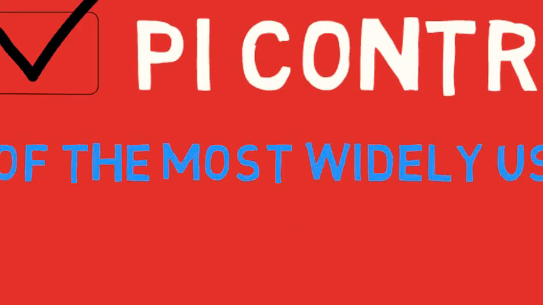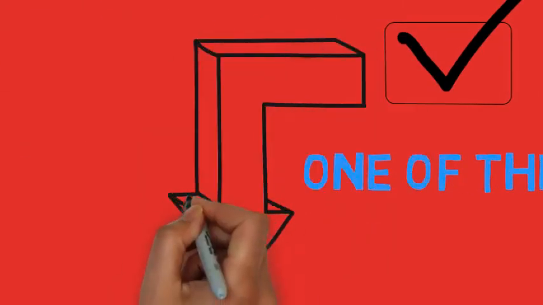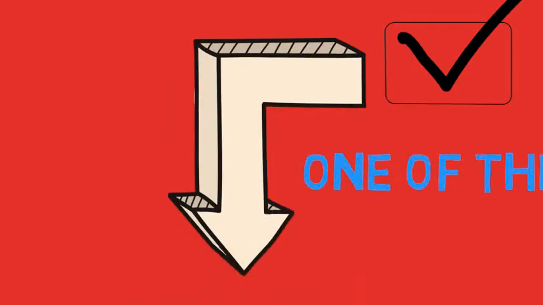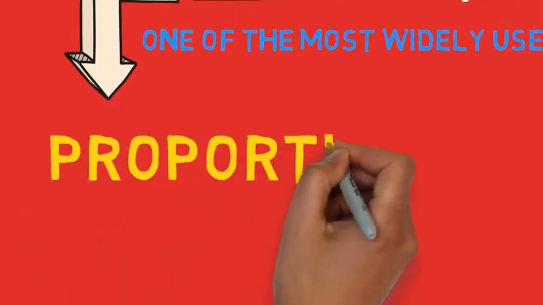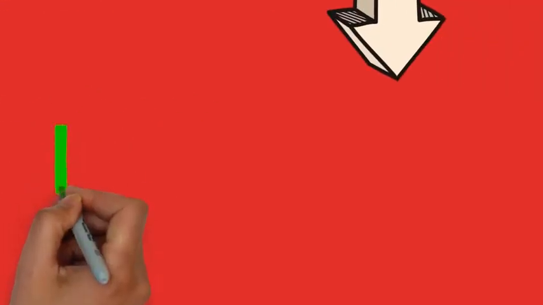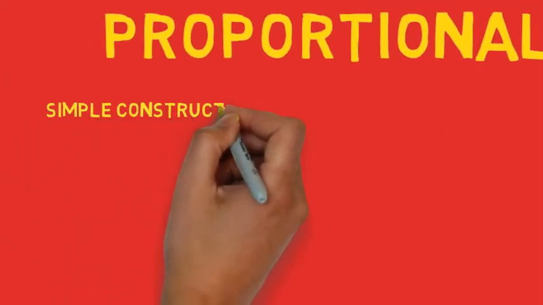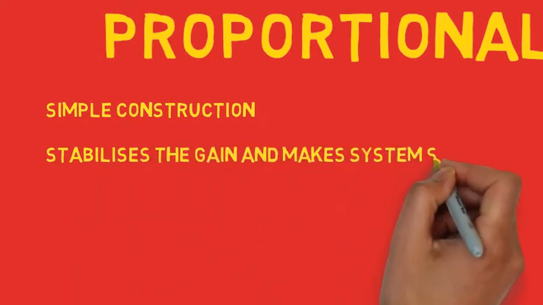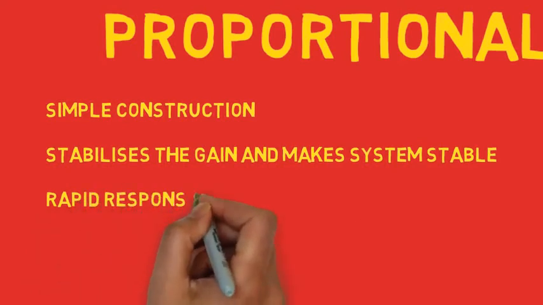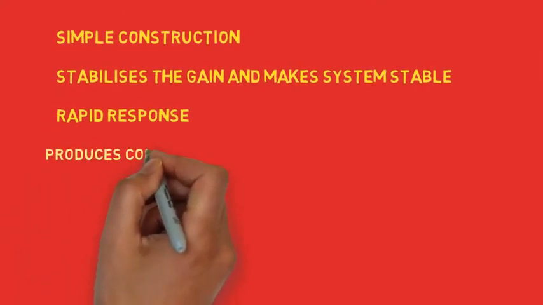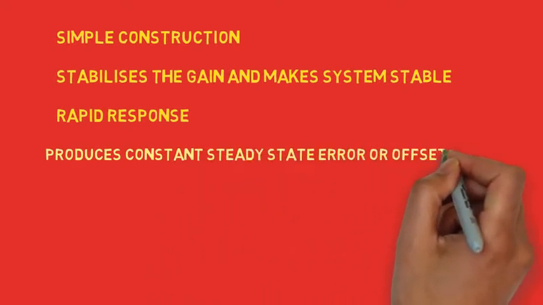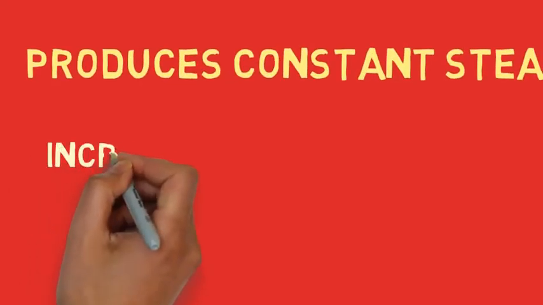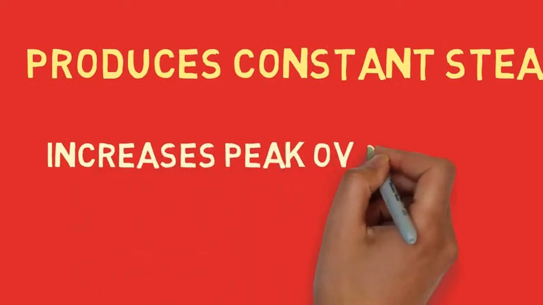As the name suggests, the PI controller is a combination of two types of controllers: the proportional controller and the integral controller. For the proportional controller, the main advantages include its simple construction, along with its ability to make the system really stable and also improve the speed of response. But it has the disadvantage of having a constant steady state, or offset, error. It also increases the maximum peak overshoot.